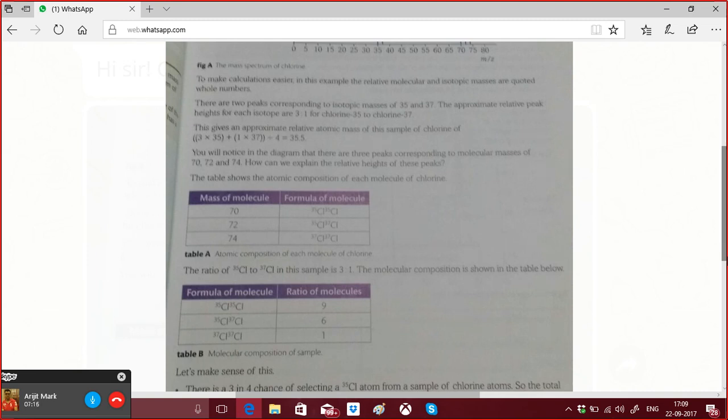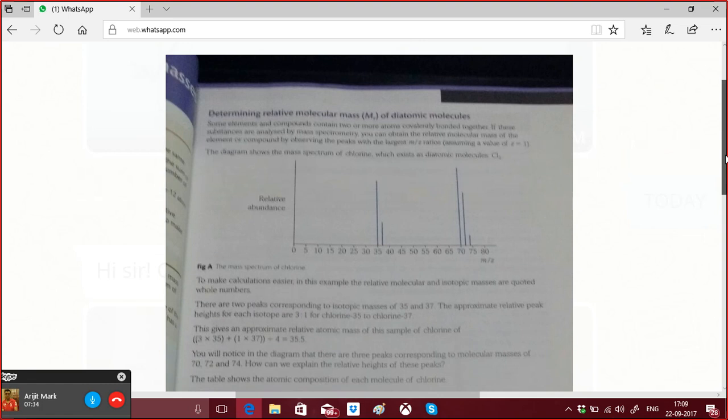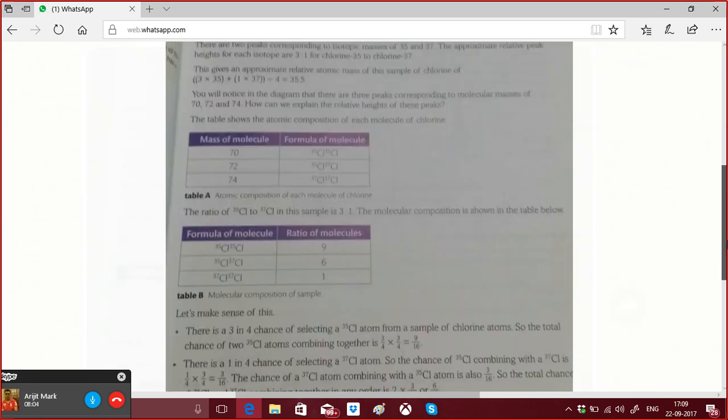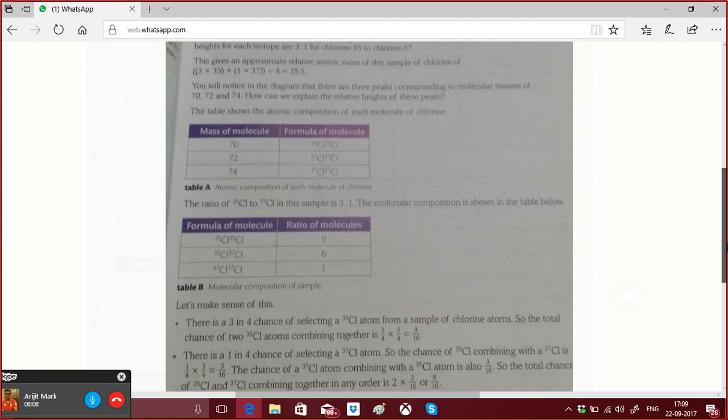Formula of the molecule. You will notice in the diagram that there are peaks corresponding to the molecule masses of 70, 72, 74. How can we explain the relative height of these peaks? Okay, relative height. 70, 72, 74. So relative height, that is on x-axis, that is your, okay, 70, 72, 74. But what is with respect to, y-axis, there is not given any type of height. Y-axis is the abundance. So for example, isotope of chlorine is far more abundant than chlorine 75, something like that. So if you divide it by 2, you have 35 and 37, two kinds of isotopes.